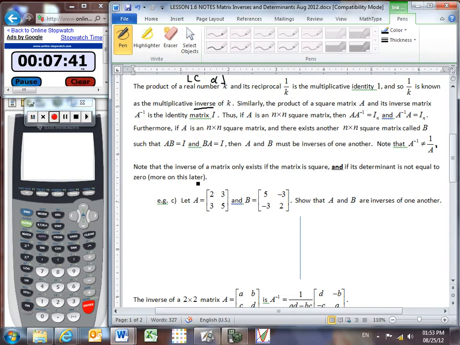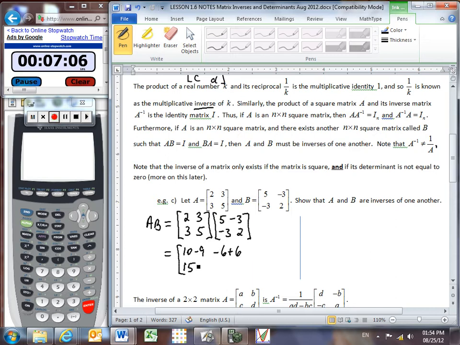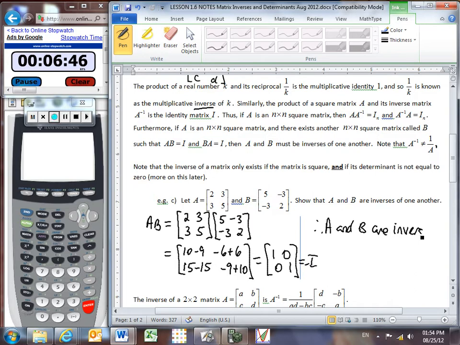We'll talk about determinants later. So let's have a look at matrix A and B here. They're both square matrices with the same dimensions. We need to show that they are inverses of one another. Well, one way we can do this is to demonstrate that their product gives us the identity. So let's give this a try. We'll multiply A times B, and if we get the identity, we have proven them to be inverses of one another. So there's matrix A times matrix B. So we get 10 minus 9, -6 plus 6, 15 minus 15, and -9 plus 10. Simplifying, that gives me 1, 0, 0, 1. Great! Because we got the identity matrix, then we can establish A and B are inverses of one another.